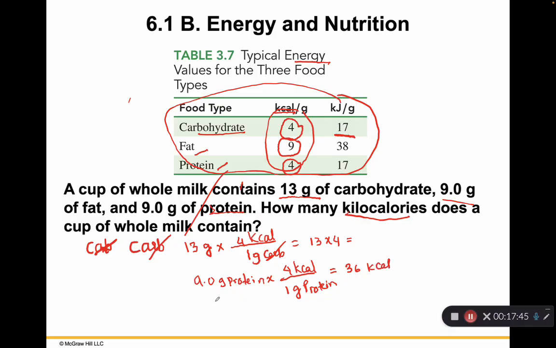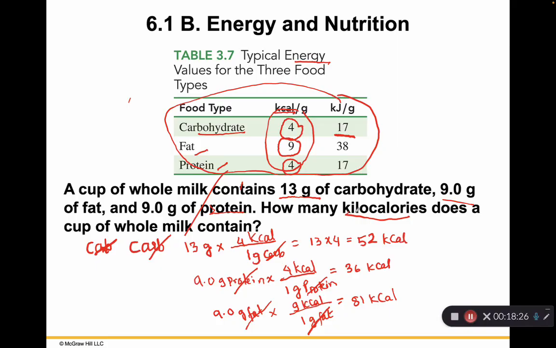Now let's work on 9 grams of fat. Oh, I skipped that. Fat was second. Anyway, 1 gram of fat is 9 kilocalories from the table. So gram of fat cancels out. I have 81 kilocalories here, 36 kilocalories in the protein, and I have 4 times 3 is 12, 4 times 1 is 4, so 52 kilocalories from the carbohydrate.